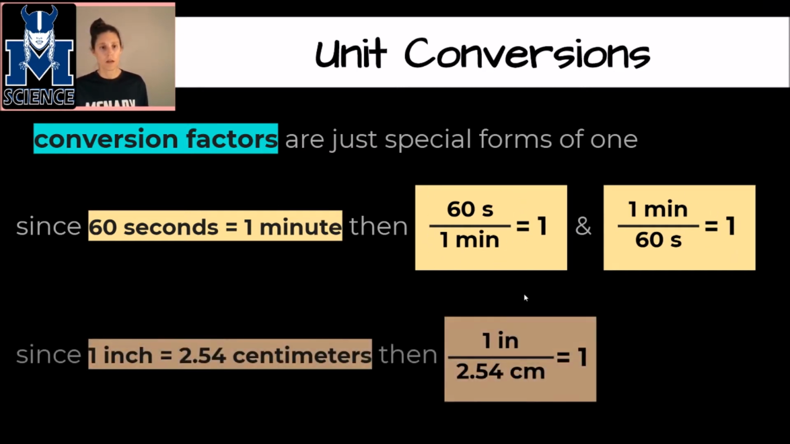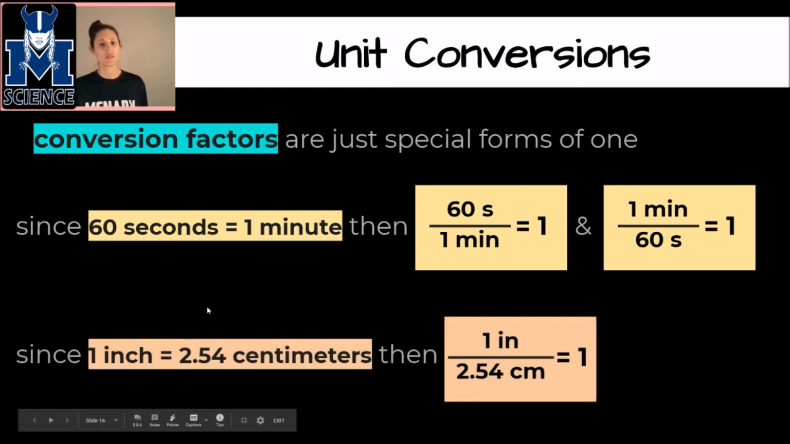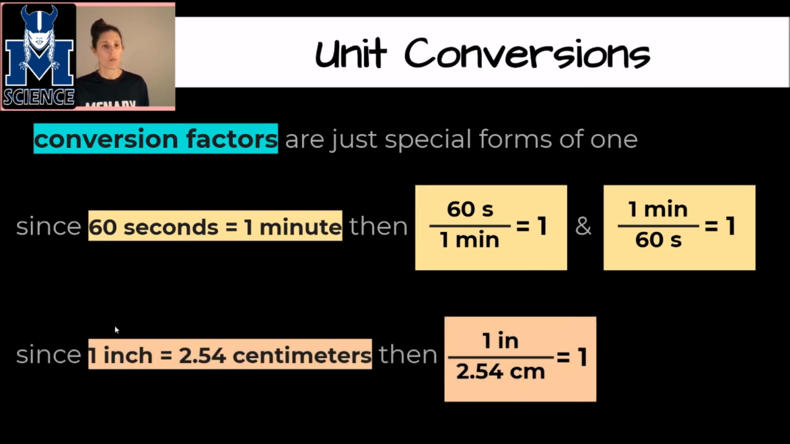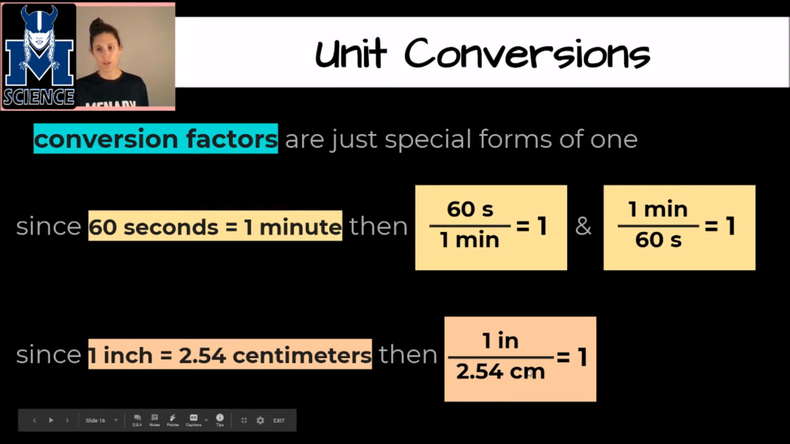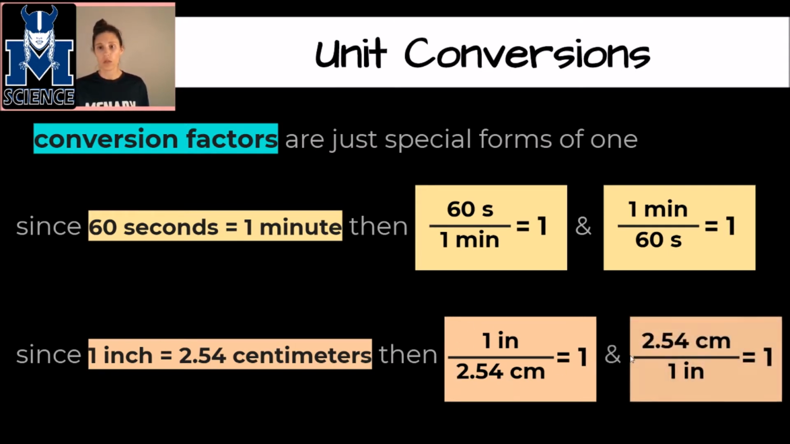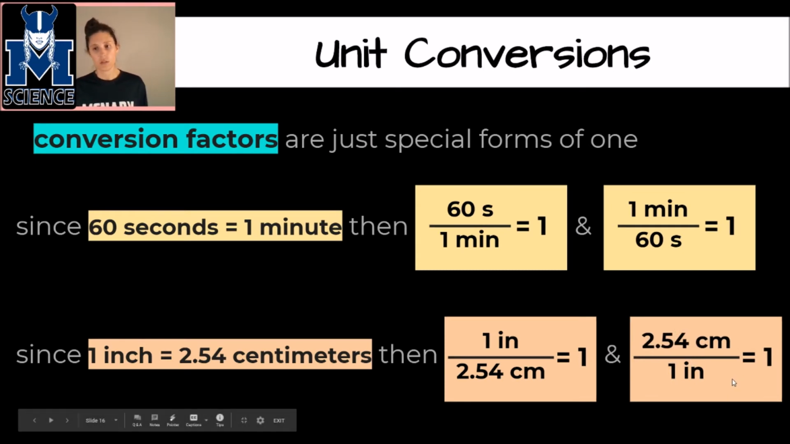Okay. Same with basically any of those things I had on that last slide. 1 inch equals 2.54 centimeters, so you can put 1 inch over 2.54 centimeters, that equals 1, and also 2.54 centimeters over 1 inch is going to equal 1.